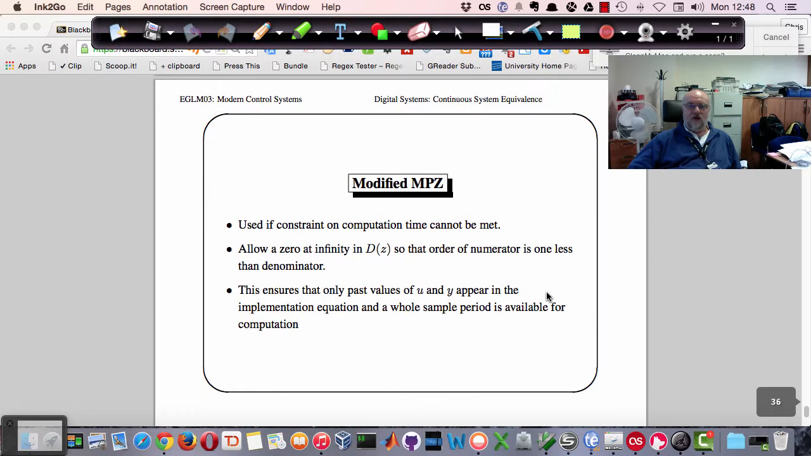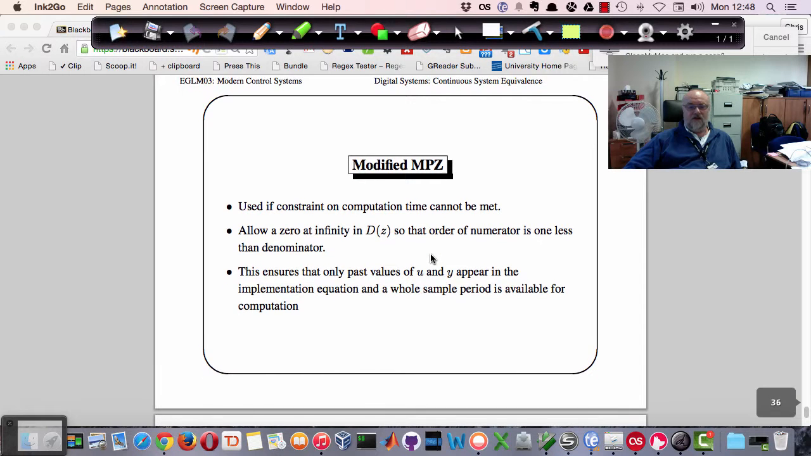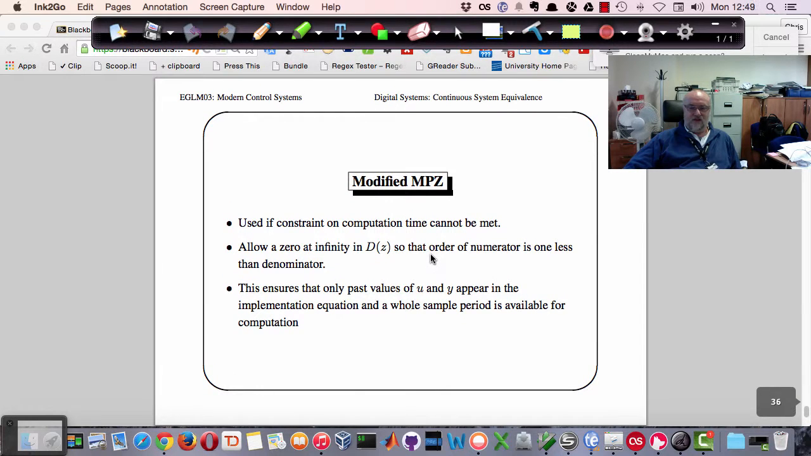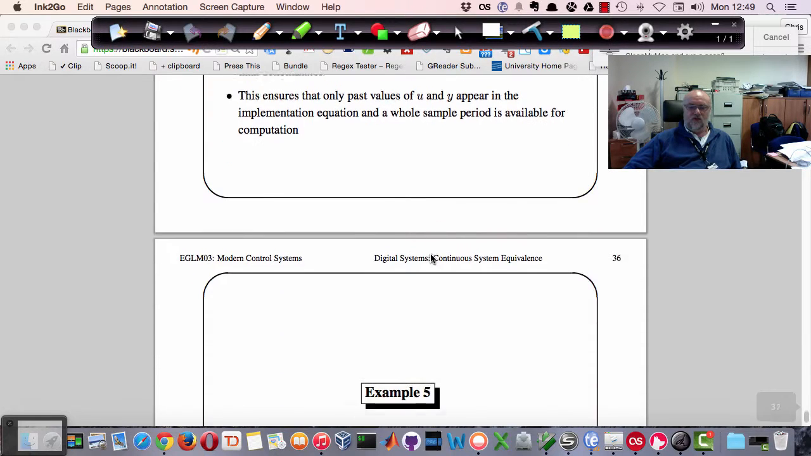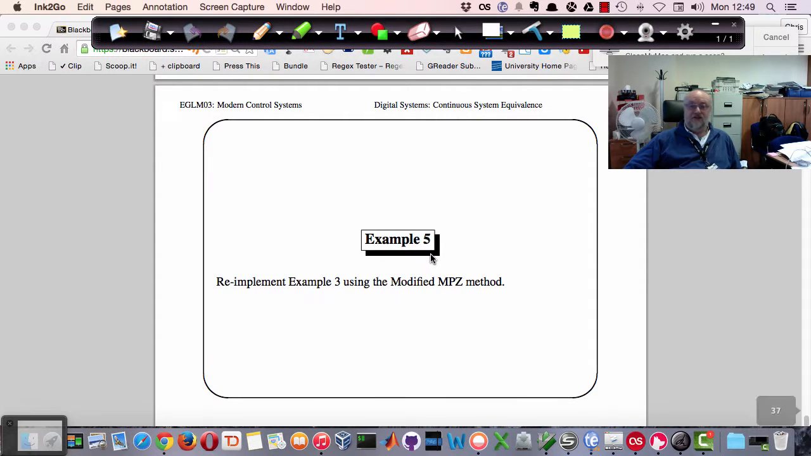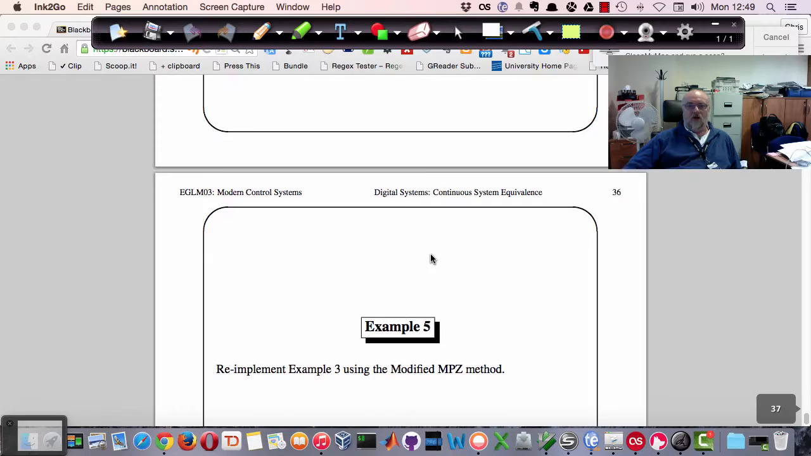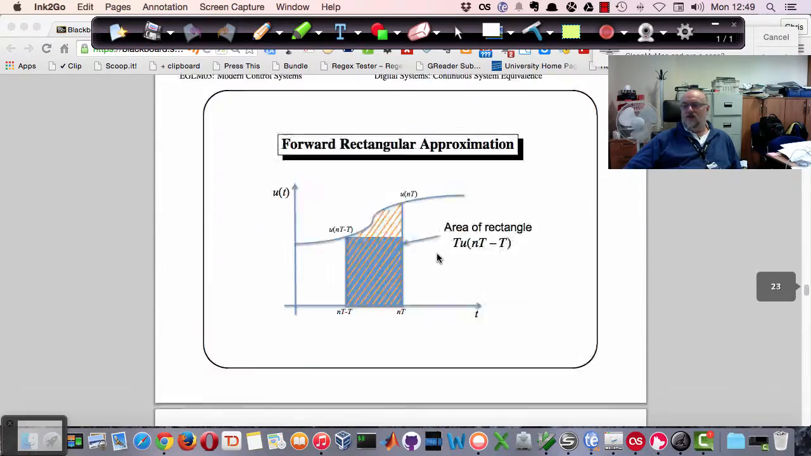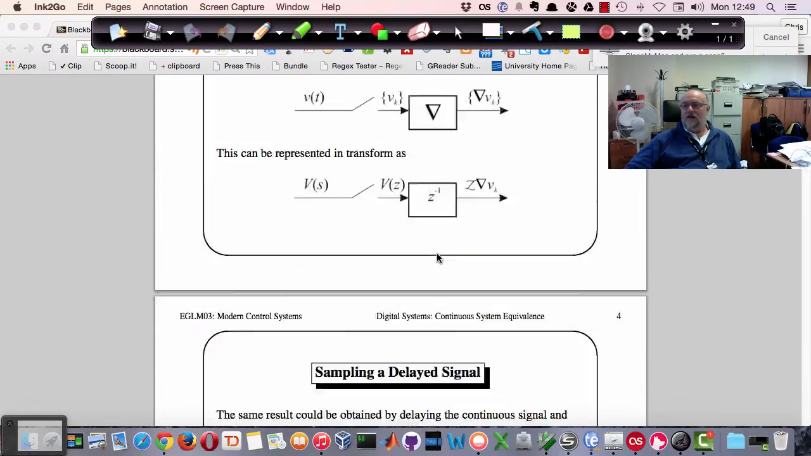So there's a modified MPZ, match pole zero equivalent, which is used if we can't ignore the computation time. In this case we will allow a zero at infinity, so that the order of the numerator is always going to be one less than the denominator, and this assumes that only past values appear, and we'll show you that in example 5 during the class. So that's our introduction to the class that's coming on Thursday.